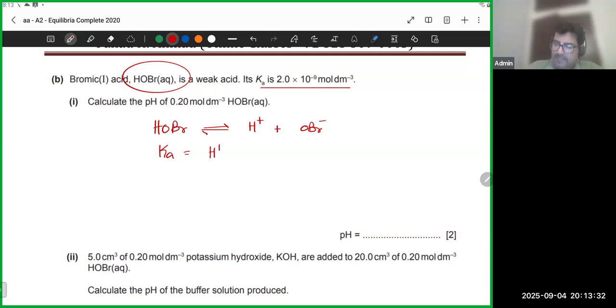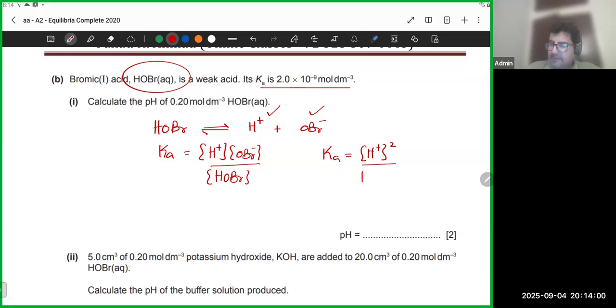So it's H+1 concentration times OBr -1 concentration divided by HOBr. I mean, you don't have to do this all the time because I already told you that these two ions have exactly the same concentration. So your expression would be K is equal to H+1 squared divided by the acid concentration, which is HOBr. Anyways, your K value is given. So how much is it? That's 2 times 10 power -9.